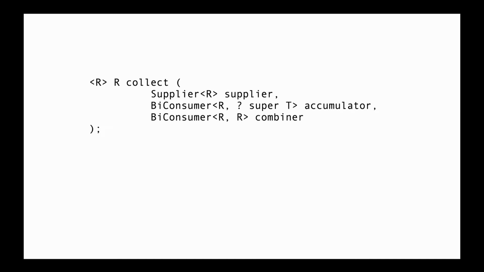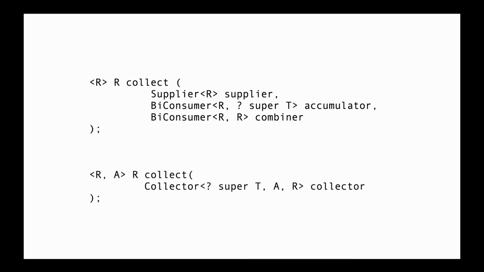The very first flavor takes three arguments, and they are supplier, accumulator, and a combiner. You might notice that the signature of this flavor of collect looks very similar to the one of the flavor of the reduce method, which was the third flavor. In fact, collect is a special type of reduce, and you will notice that when we see how collect works.